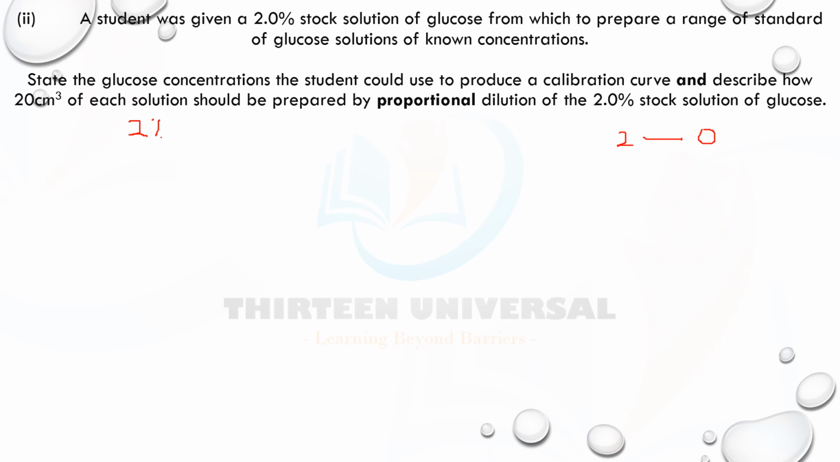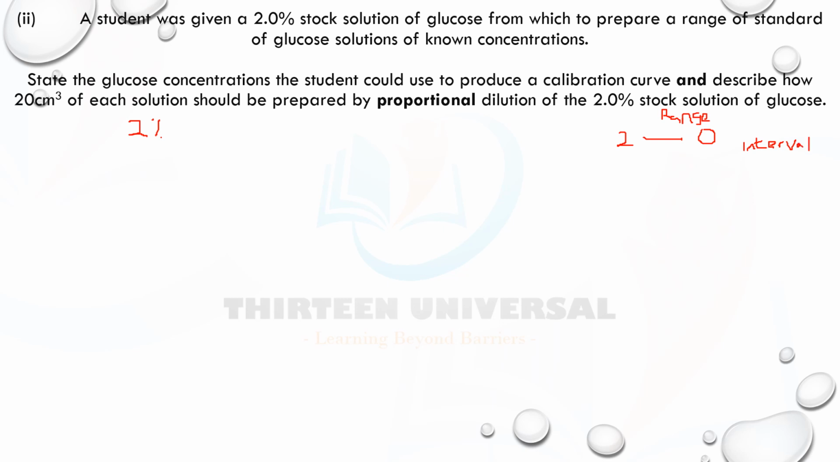So this is a range. In determining that, you have to know the range. The range is between 2 and 0. The range is always from the stock concentration to 0. You have to find other concentrations between them, and of course you must have a common interval. The interval is the value in between each concentration and the next concentration. You must have a common interval that is spaced out.